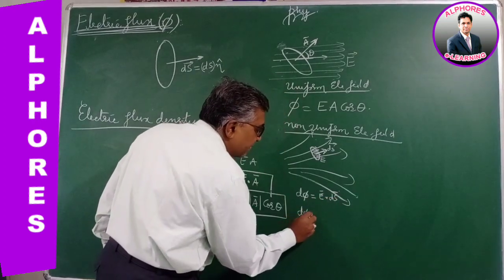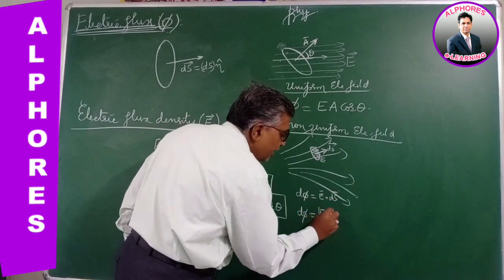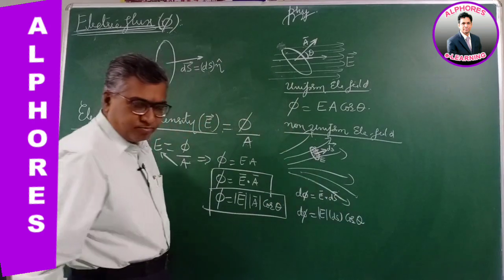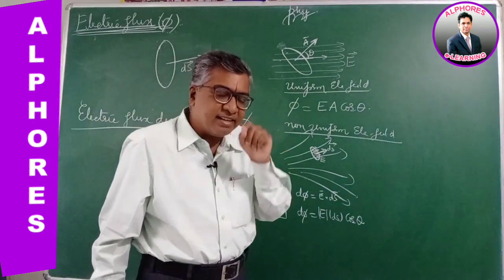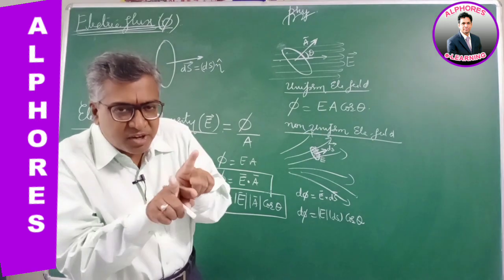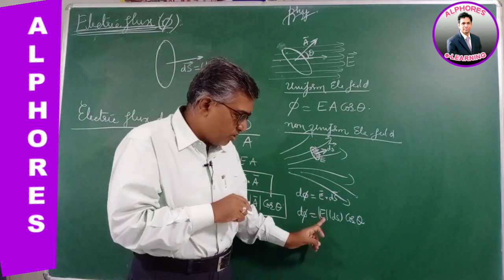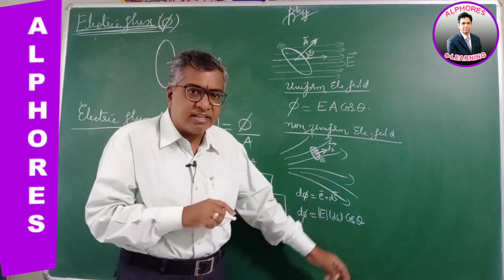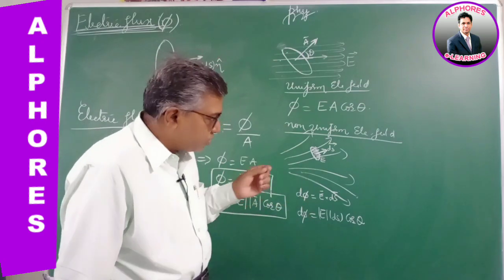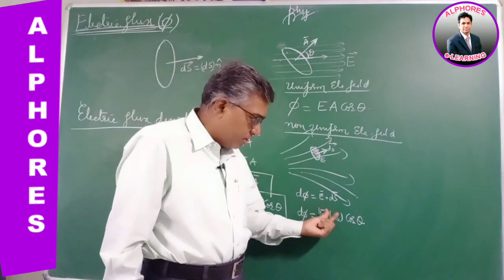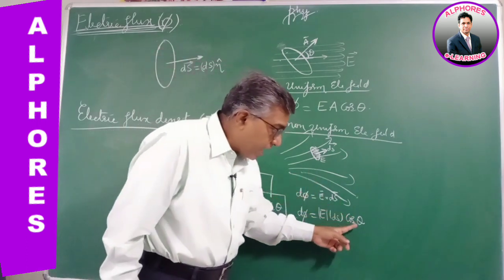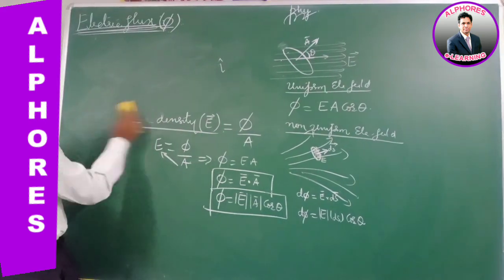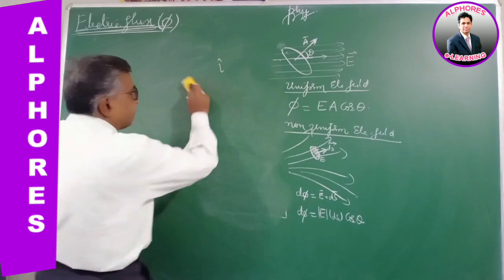So small d phi is equal to mod E mod ds cos theta, where theta is the angle between the normal to the element and the electric field at that point on the element. So the small flux through the small area element, d phi, is E bar dot ds bar, mod E mod ds cos theta. According to the angle theta, we define the nature of the flux there. Let us consider different cases of this flux.